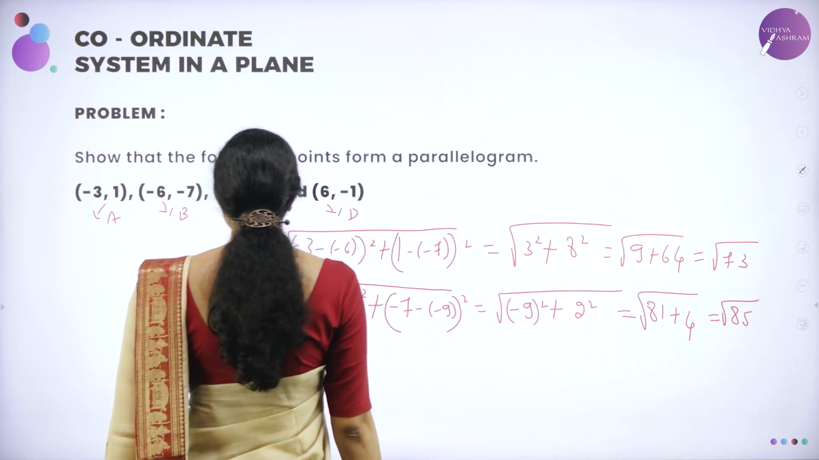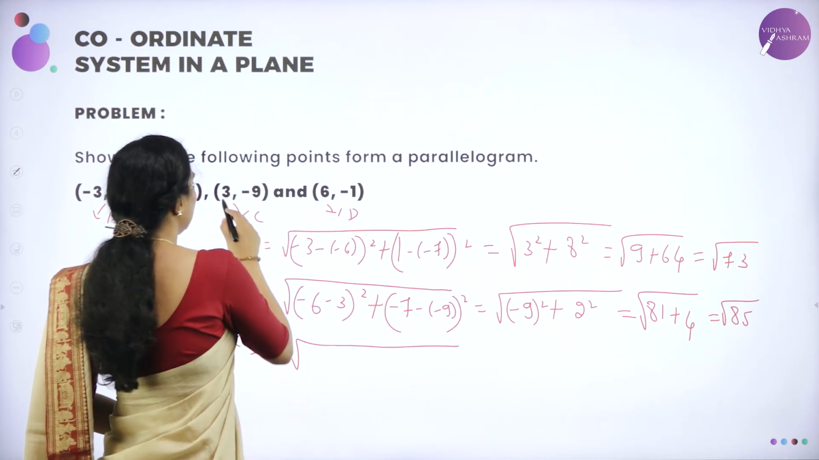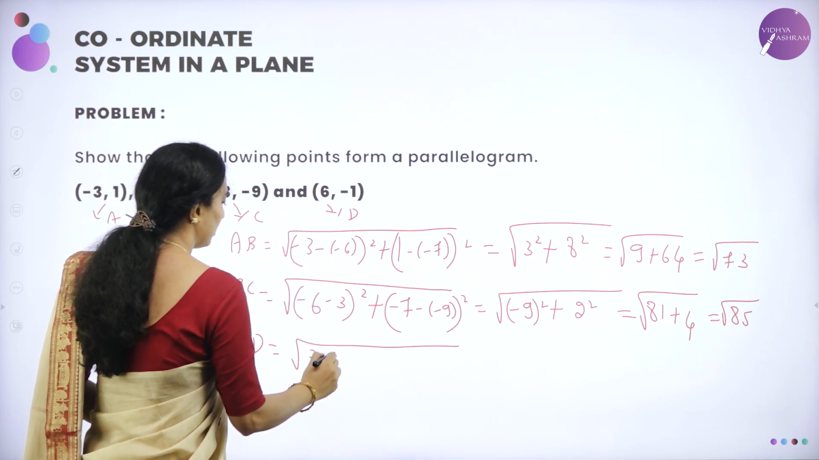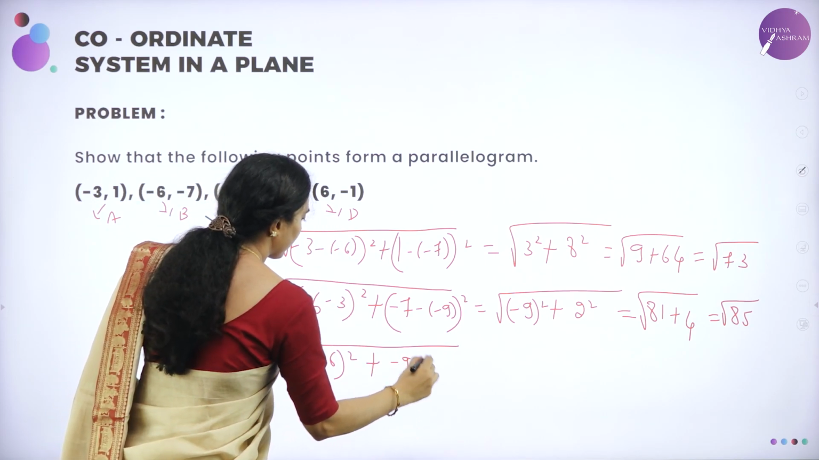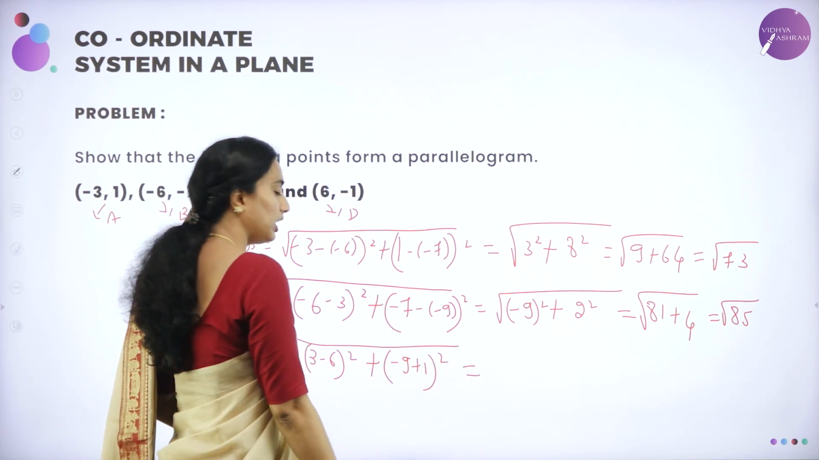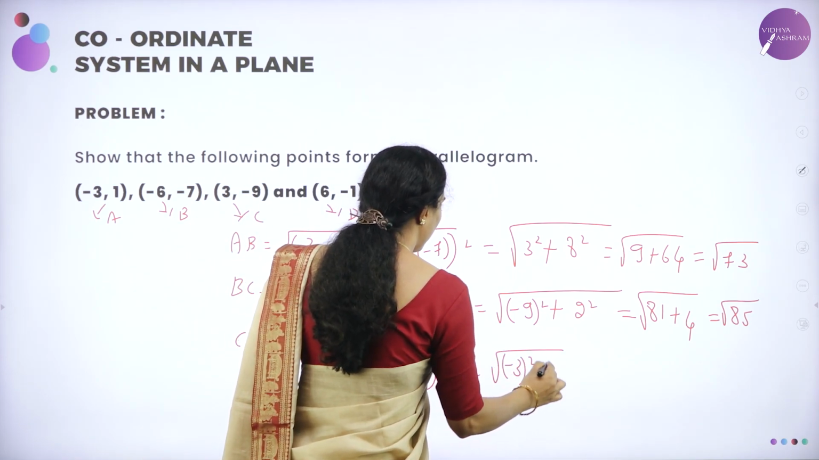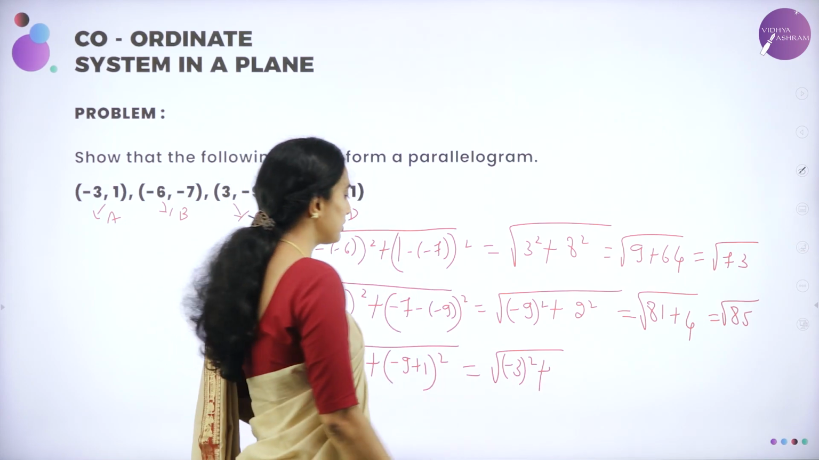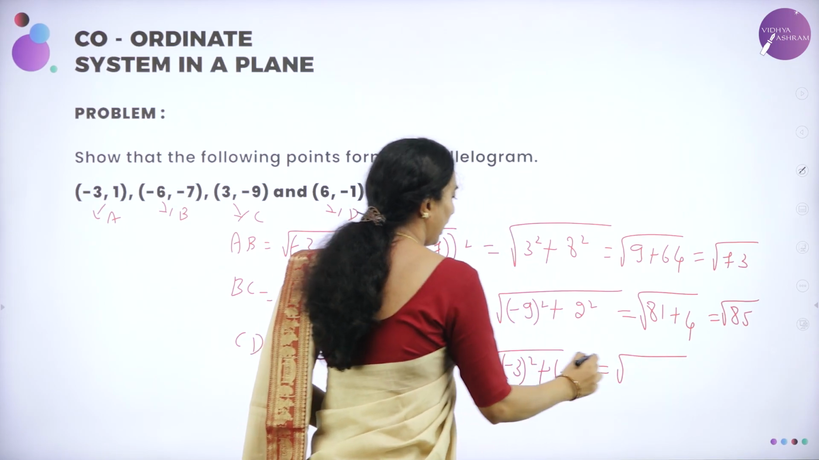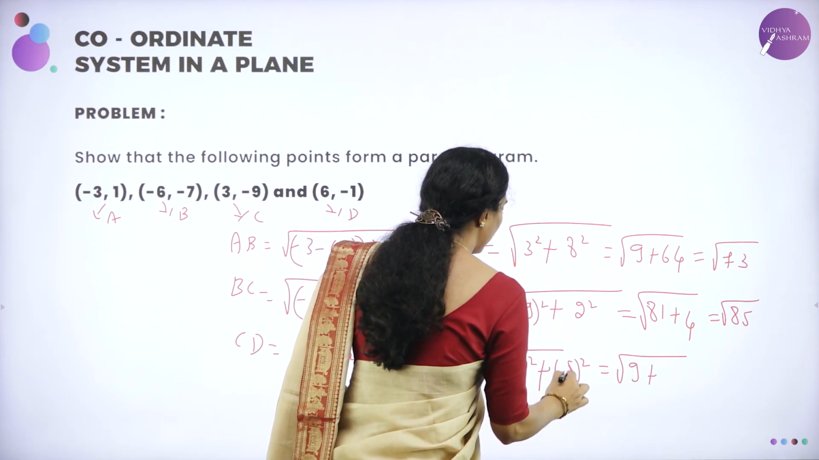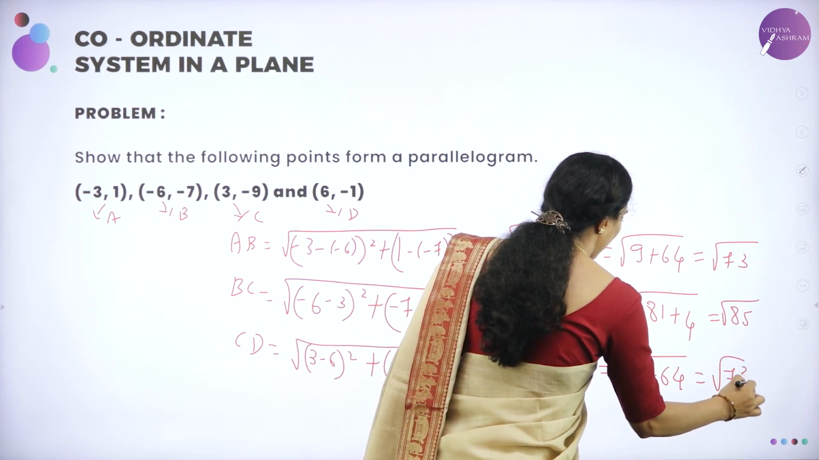We'll be moving on to the next, finding CD. CD is equal to square root of 3 minus 6 whole square plus minus 9 plus 1 whole square. 3 minus 6 is how much? Minus 3. So square root of minus 3 whole square plus minus 9 plus 1, which is minus 8 whole squared, which is square root of 9 plus 8 squared, nothing but 64. 64 plus 9 is square root of 73.